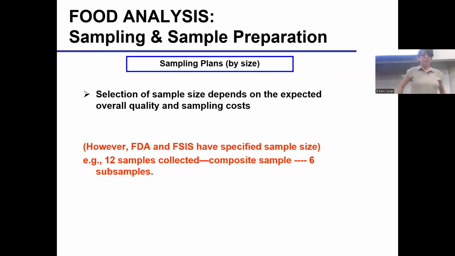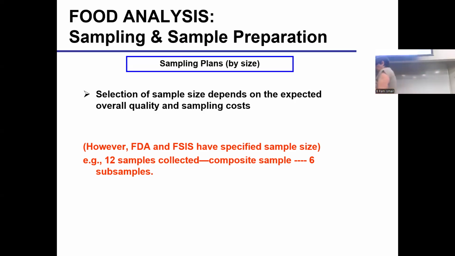All right. So the number of replication really depends on the purpose of the method, and also sampling costs. Is it going to be more expensive to run 20 samples versus 10 samples? So you have to make that decision. But also sometimes you are bound by regulation. Meaning, if we are doing composition analysis for nutrition label, you have to have a minimum number of replication. So the FDA and FSIS require at least 12 different samples that you collect from a lot.